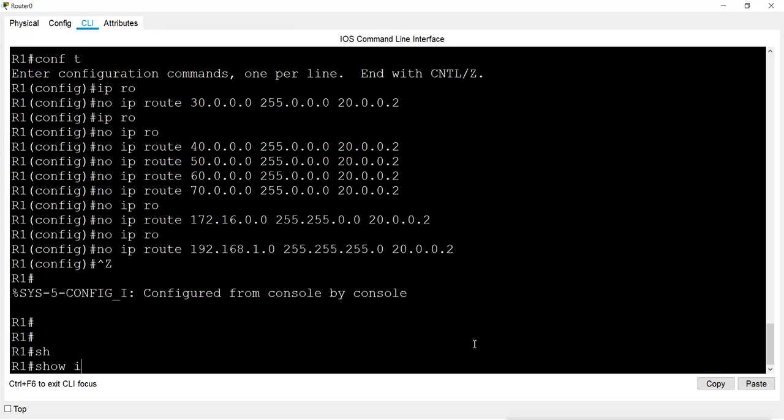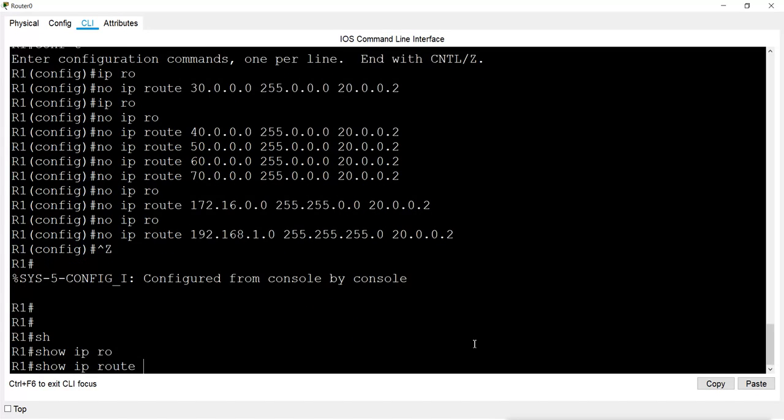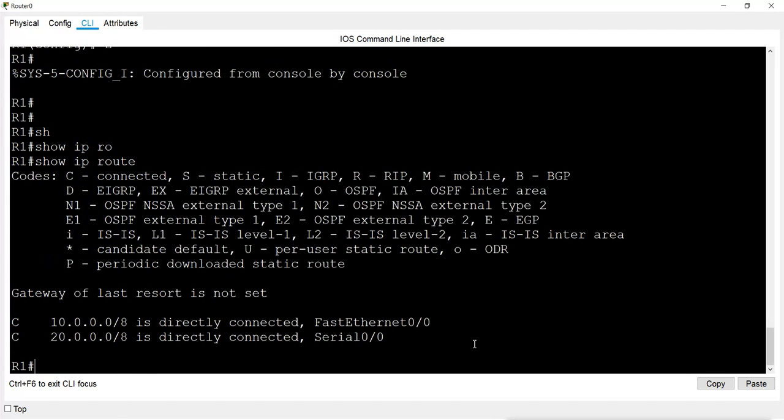Now when I check show ip route, all the static routes are removed, and our router knows only the connected networks. So it is very difficult to add networks and also to remove networks in static routing. On the other hand, when we do dynamic routing, it is very easy to configure, and easy to remove also.